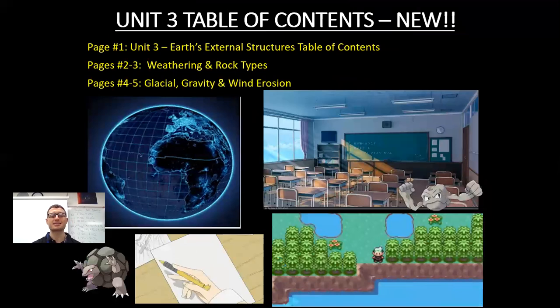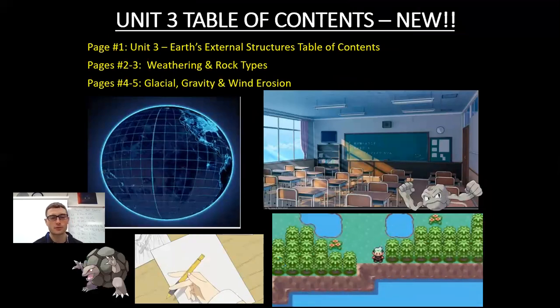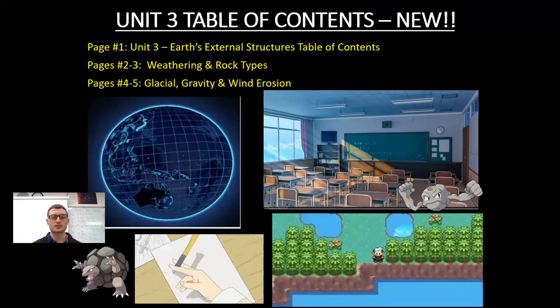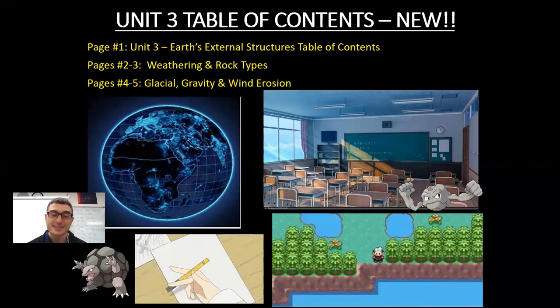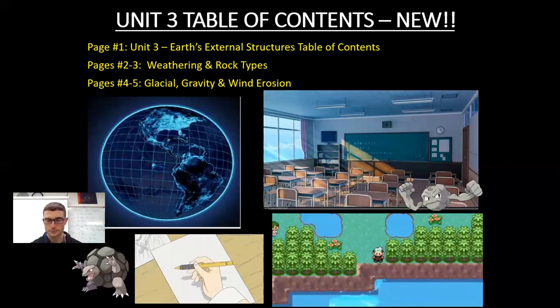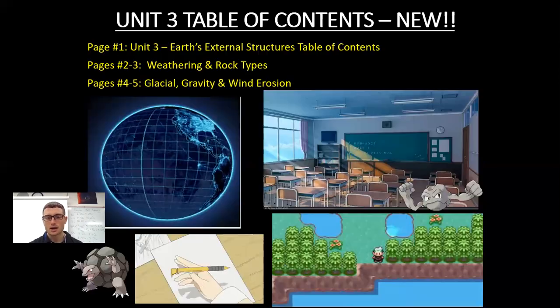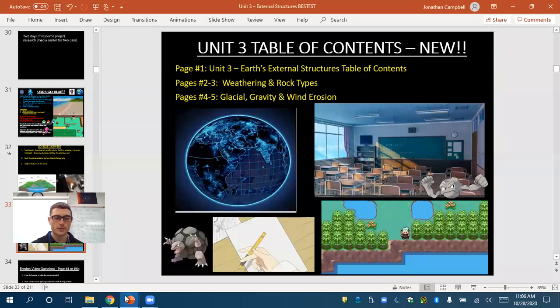Table of contents is the same. Today, we are going to begin our different types of erosion. We've got glacial erosion, gravity erosion, and wind erosion. Today we're going to talk about glacial erosion. So let's go ahead and go to our first question.